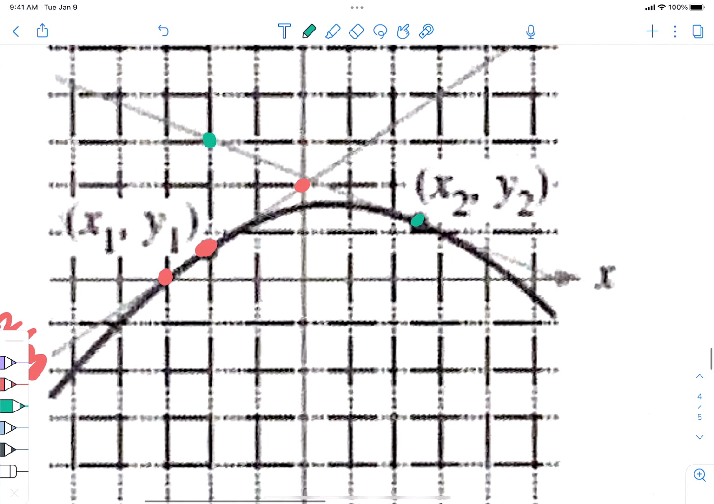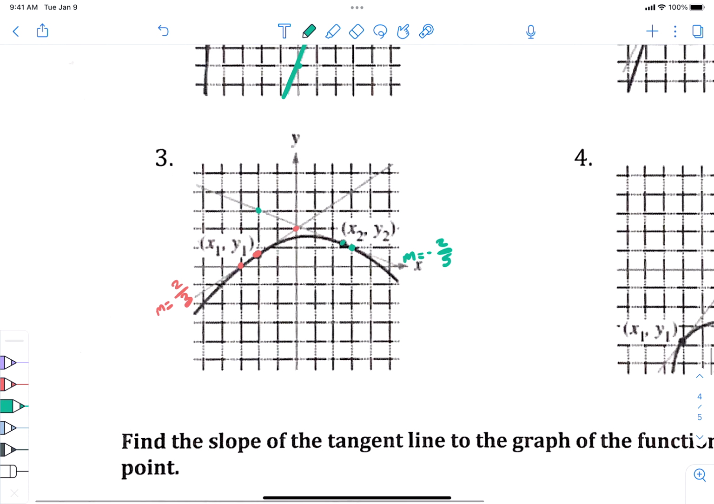Way up there, I see way up there. And I see right here. Down 2 over 5. Something like that. Minus 2 over 5. Good? All right, one more graph left.